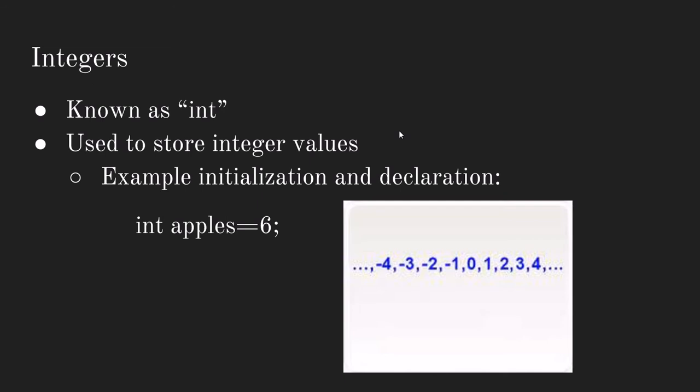Integers are known as ints, and they can be used to store specific integer values, and they can be negative, they can be 0, and they can be positive. And so an example of declaration and initialization of an integer: I can declare an int called apples that I can initialize with a value of 6. So here I'm assigning the value of 6 to apples, so there are 6 apples.